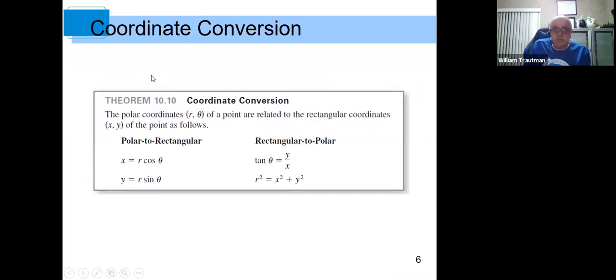And these are our formulas. Change them from polar to rectangular and rectangular coordinates to polar. So we might want to write these down. Okay.